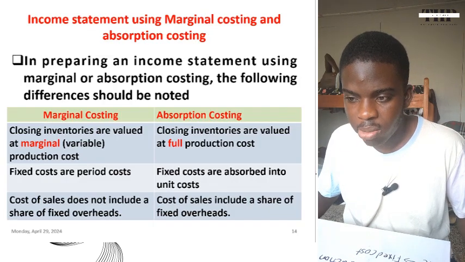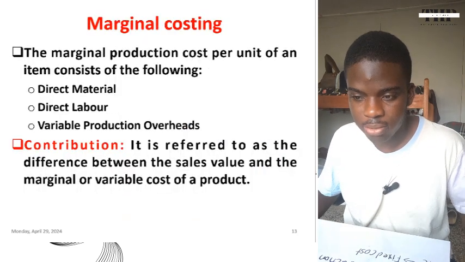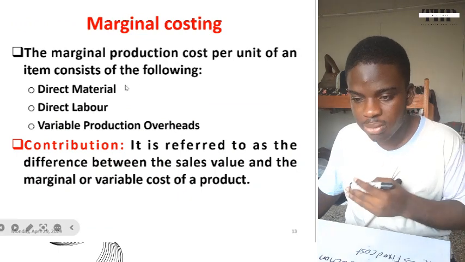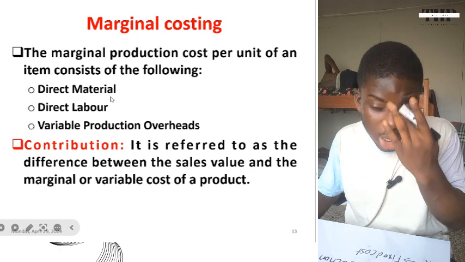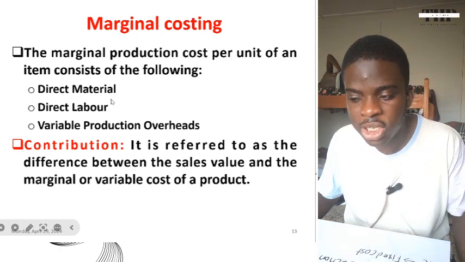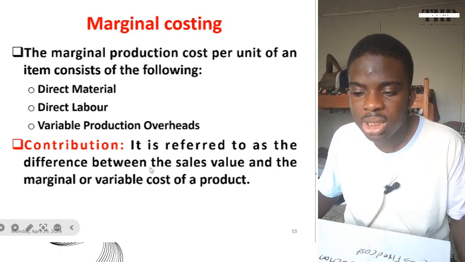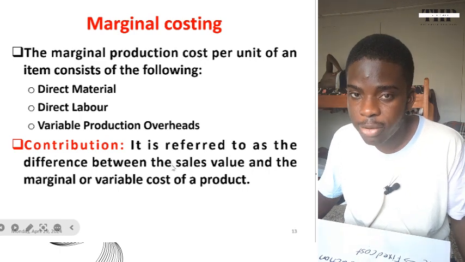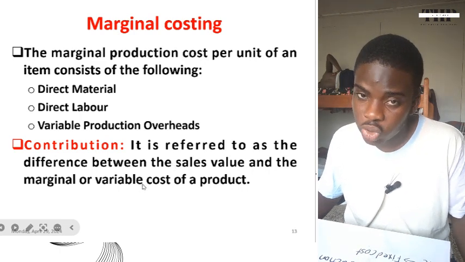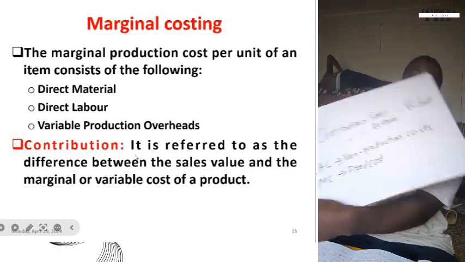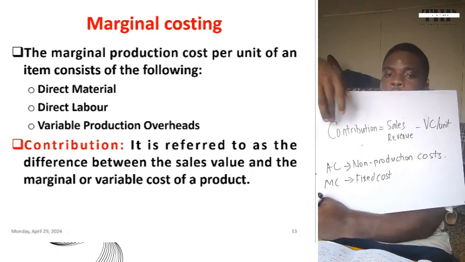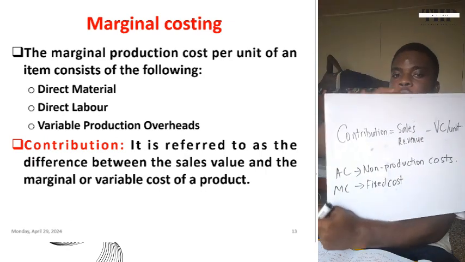So next, the marginal production cost per unit, I've explained it, right: direct material, direct labor, and variable production overheads. Now, contribution is referred to as the difference between the sales value and the marginal or variable cost of a product. So that has also been done, right?